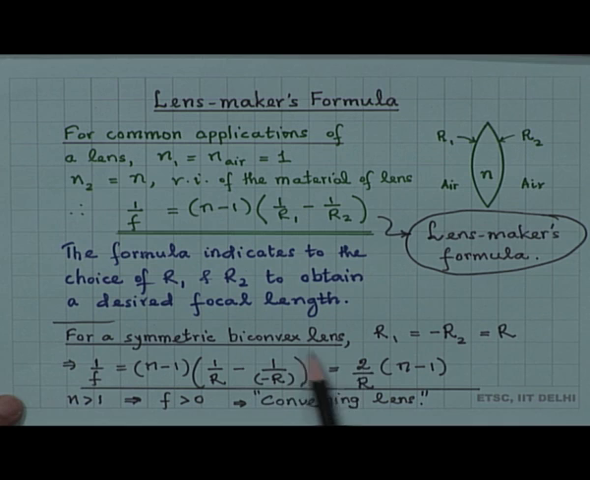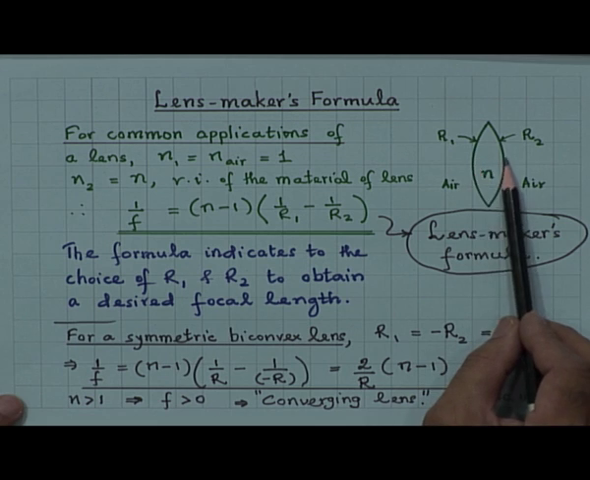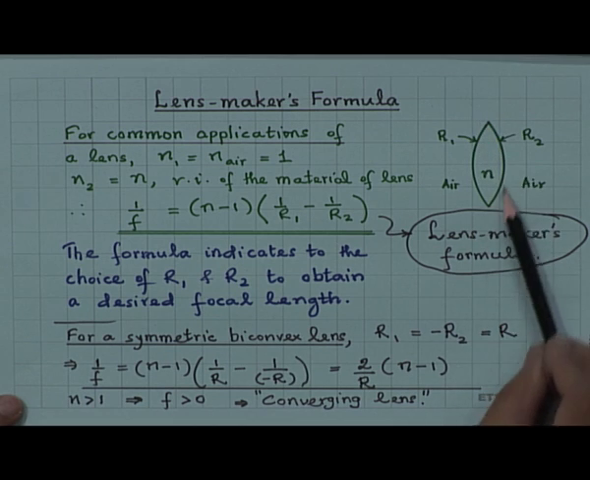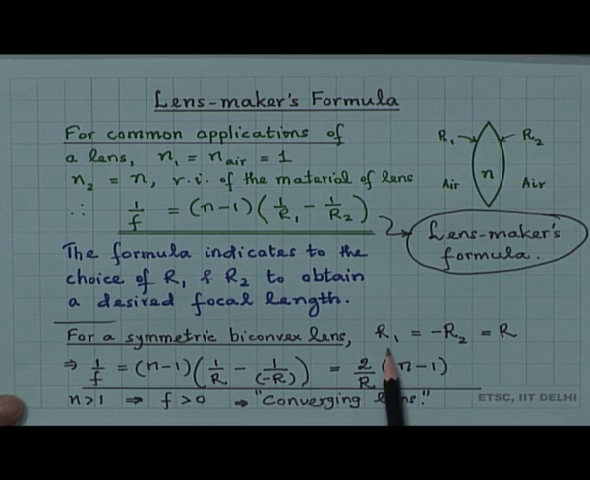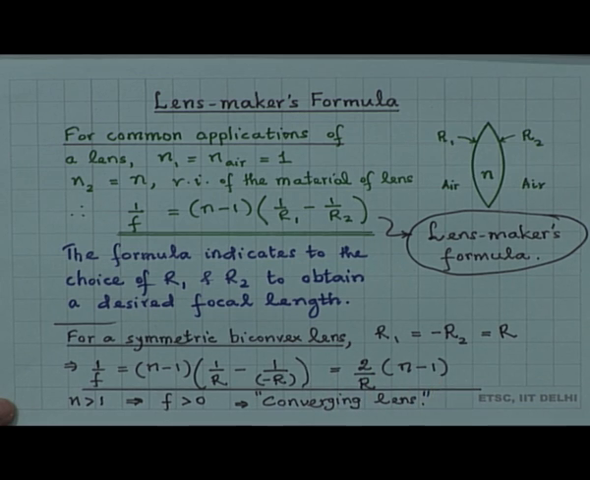For a symmetric biconvex lens, symmetric means both the radii of curvature are the same, which is R1 equal to R2. Of course, R2 is with a negative sign, and therefore R1 is equal to minus R2 equal to R. So, it is a symmetric biconvex lens. Then we substitute in the formula, we have 1 over f is equal to (n minus 1) into (1 by R minus (minus 1 by R)), which is equal to 2 by R into (n minus 1).